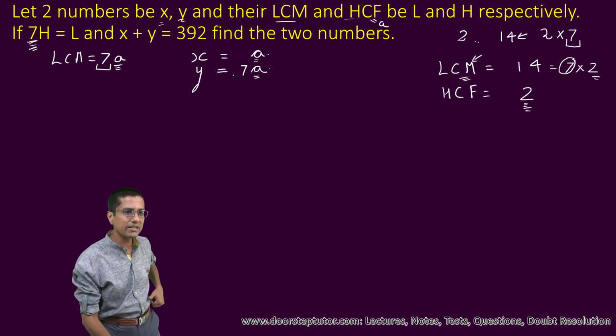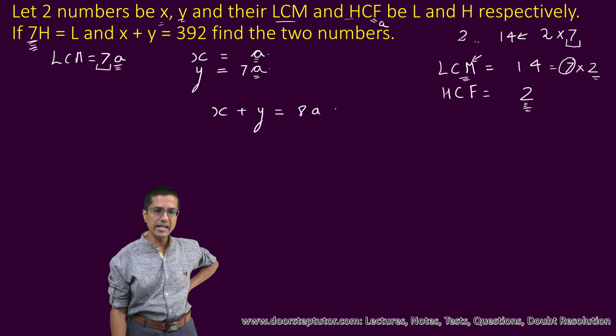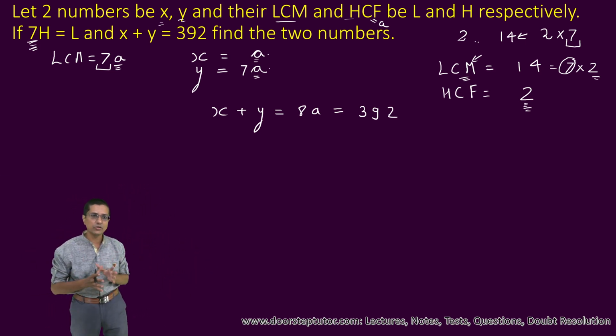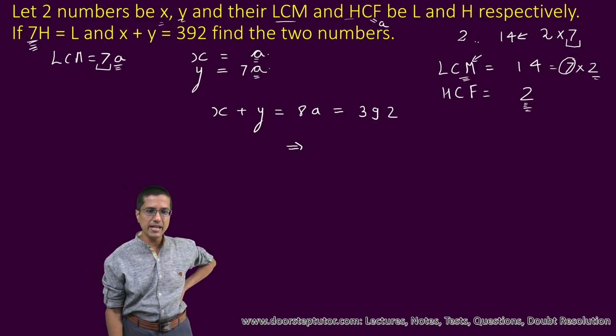So now with this information, our problem becomes very simple, because now what we have been told is that x plus y, which is equal to a plus 7a, which is equal to 8a, is equal to 392. Now this 392 is of course divisible by 8. So our problem becomes very simple, and this actually implies that our a, if you solve it, will come out to be 49. So that is one of our numbers.